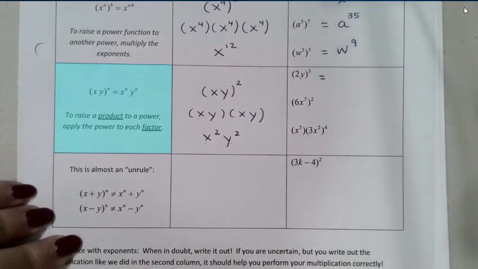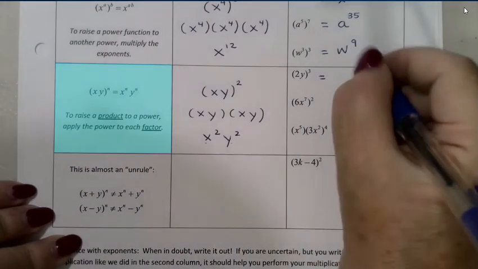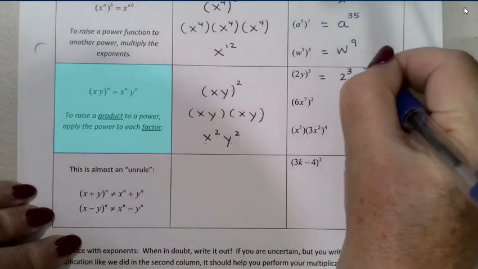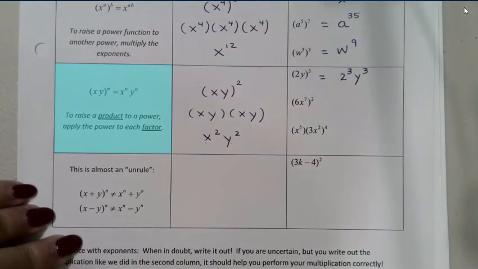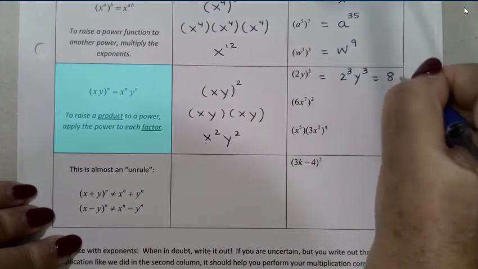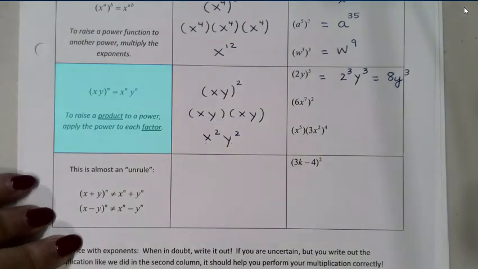If I try a couple of examples, 2y to the 3rd power, I'd have 2 to the 3rd times y to the 3rd, which I could actually simplify a little bit more. 2 to the 3rd is just 8. So I'm going to get 8y to the 3rd there.